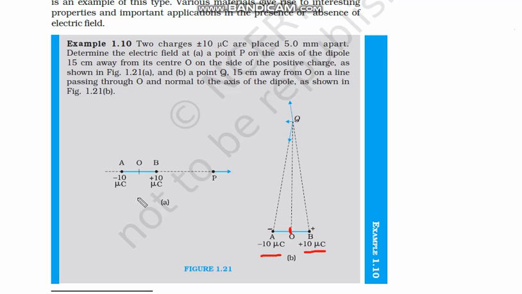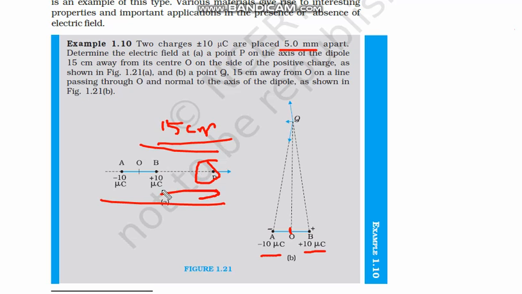So in the first case, the electric field is at point P. Both the charges are separated by a distance of 5 millimeter. So we have to calculate this electric field at P on the axis of the dipole. In the first case, 15 centimeter away. So this distance is 15 centimeter. Please remember the units of this. This is 15 centimeter from the center O of the dipole, on the side of the positive charge. So this is the thing.